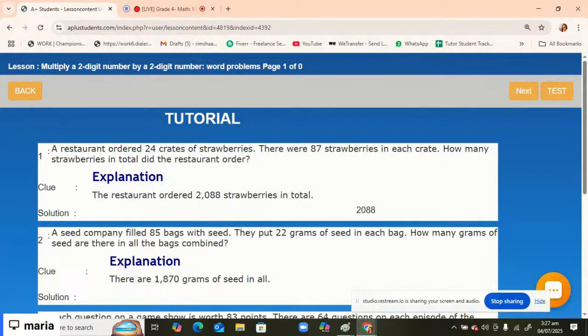A seed company filled 85 bags with seed. They put 22 grams of seed in each bag. How many grams of seeds are there in all the bags combined? Simple, just multiply both the numbers. 85 times 22 and then write your answer.